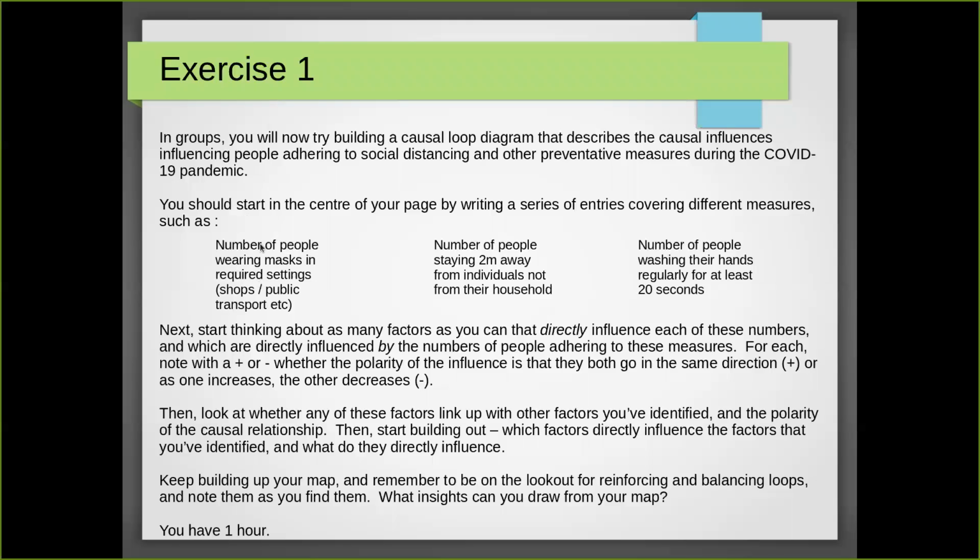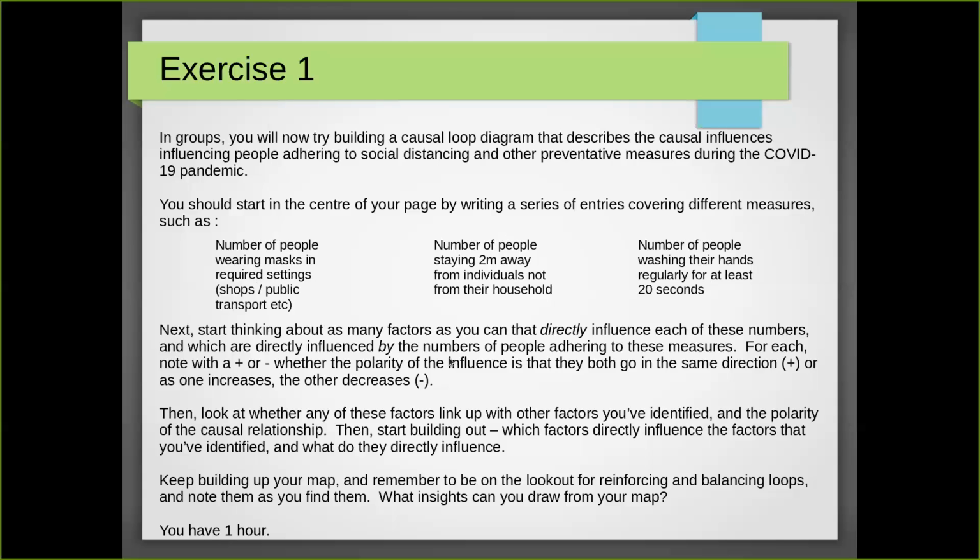So what directly influences the number of people wearing masks in required settings? What directly influences the number of people washing their hands regularly for at least 20 seconds? And for each influence that you identify, you should indicate the direction of the influence and the polarity. So is it the case that as this influence goes up, that this thing goes up, or do they go in opposite directions? So you put a plus or a minus at the end of the arrow.